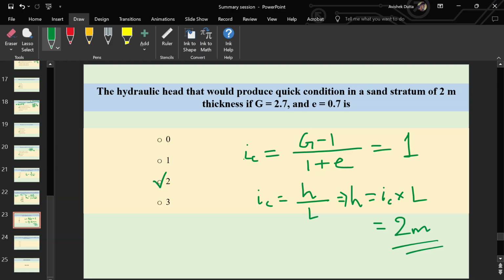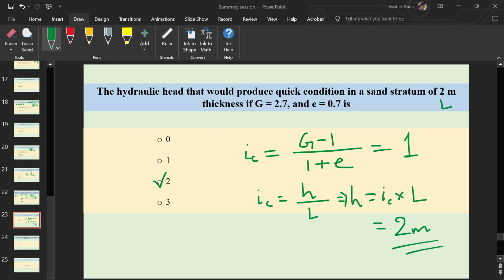So we first find out the critical hydraulic gradient, and then we find out, using the definition of gradient, that is the head causing the flow divided by the length of traverse and the thickness of the soil strata. So ic equals H by L. H causing the flow equals ic into L, that is gradient into thickness. Over here ic equals 1, L equals 2, so we have 2 meter. I'll just write over here, this is the value of L.